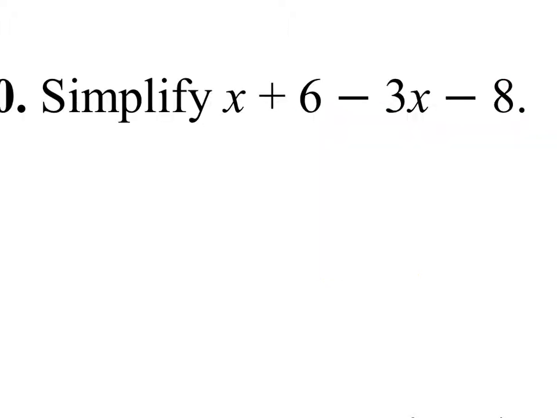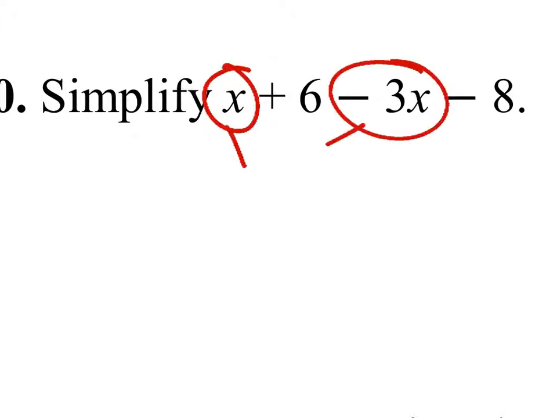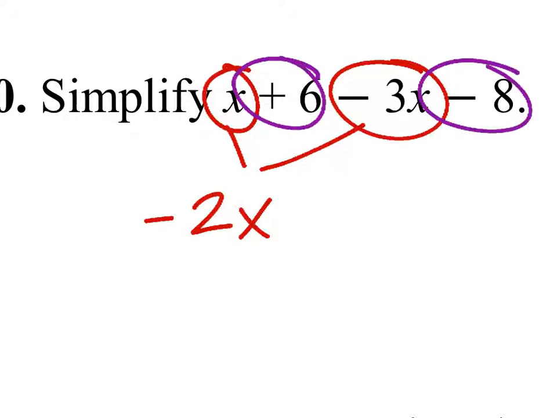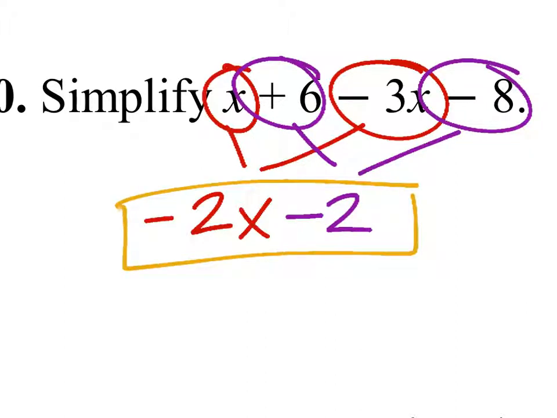Well, again, if you have 1 turtle, and then you eat 3 turtles, then how many turtles do you have? You've eaten too many turtles. And then if I have 6 fish, but then I ate 8 fish, then I owe someone 2 fish. Bam. That's it.